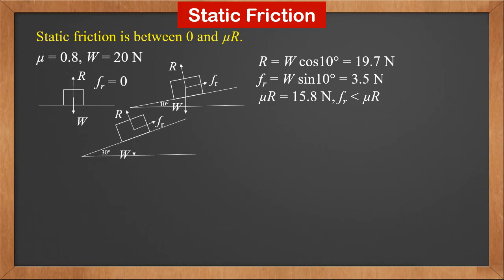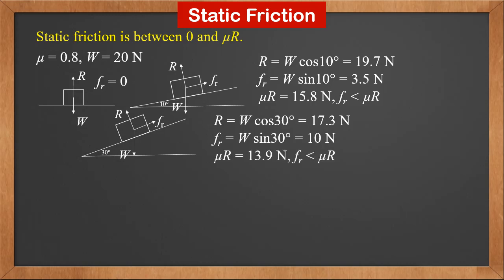If the surface is pushed to 30 degrees to the horizontal and the object is still at rest, the force diagram is the same. Resolve weight in two directions. We get, R is W cosine 30 degrees, which is 17.3 Newton. Friction is W sine 30 degrees, which is 10 Newton. μR is 13.9 Newton. The actual friction is still less than this value.